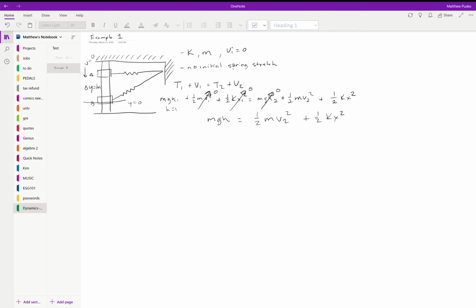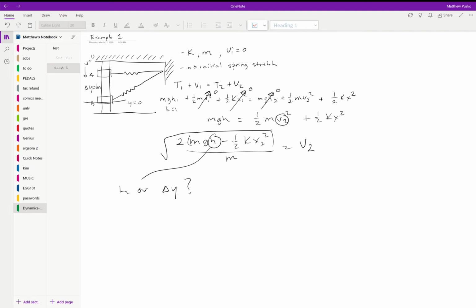We are done. We have everything. We can solve for v. That would be mgh minus 1/2 kx at 2 squared, all divided by m, and that's all times 2. And then we'd have to take the square root also. And we could simplify that more if we wanted. The only thing we don't know is what was our h or delta y.